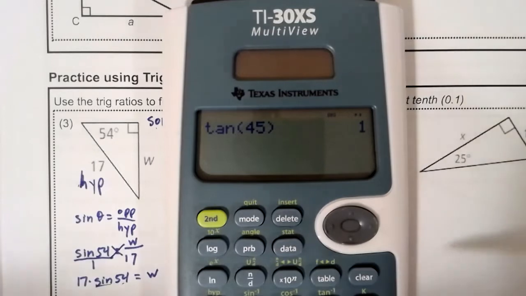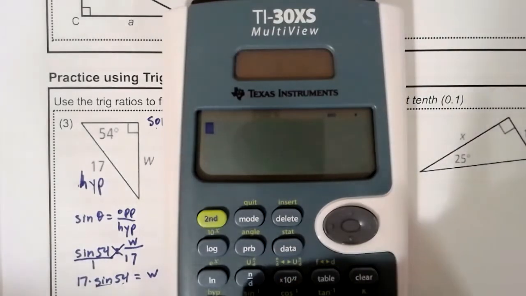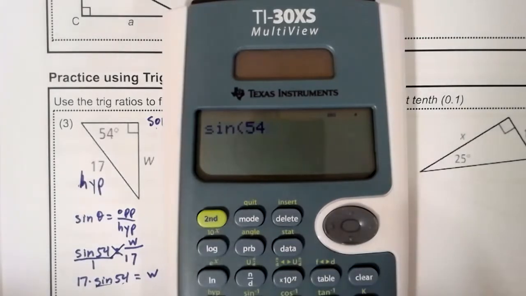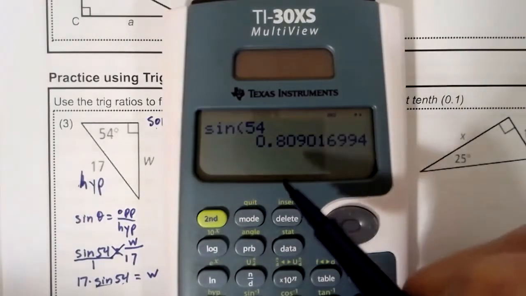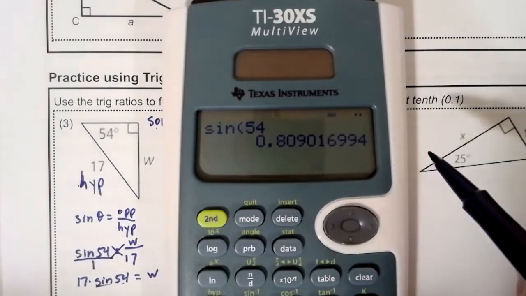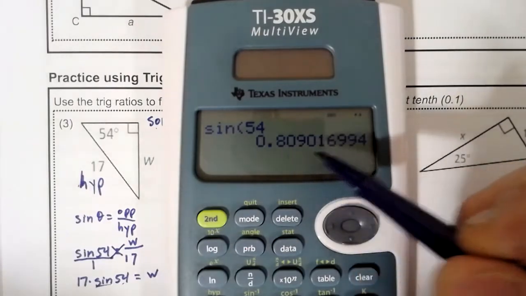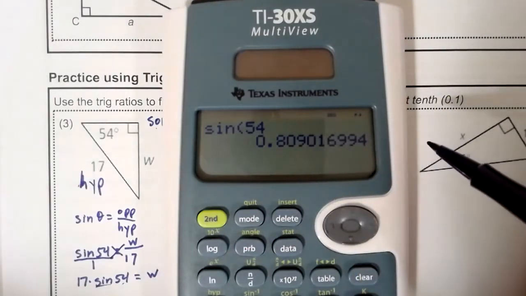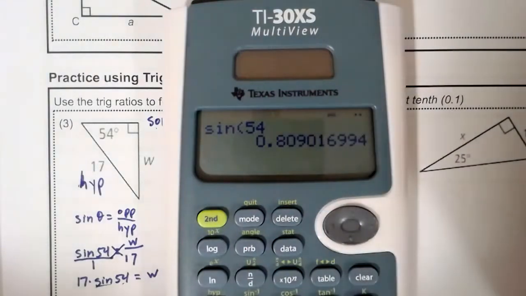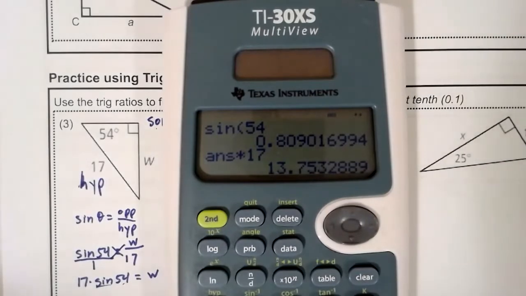Okay. Now, let's see what the sine of 54 is. So clear all that out. We're in degree mode. We're good to go. Now, sine of 54 is equal to 0.809 and a whole lot of decimals. It goes on and on. The calculator has a whole bunch more decimals in it, but we're going to forget about those. All we're going to do is take this decimal and multiply it by 17, and that's going to give us 13.75.